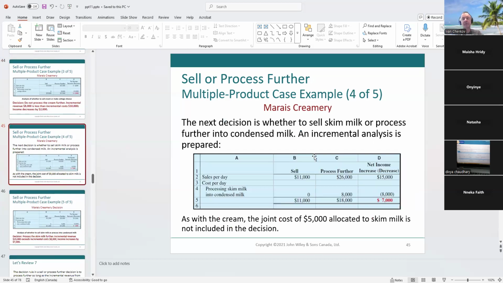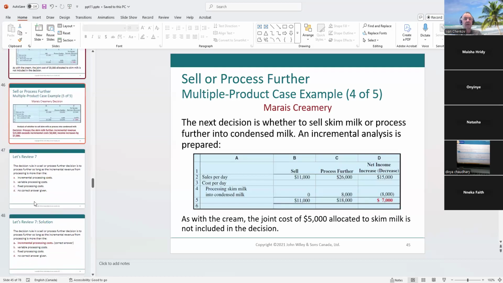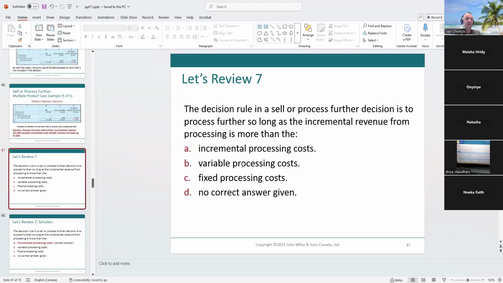Skim milk to condensed milk. I can sell it as skim milk for 11,000, or I can process further to condensed milk and sell it for 26,000. How much additional am I going to get? 15,000. But it's going to cost me 8,000 to process it. Should I process it? Yes. Why? Because I'm going to get $7,000 more. Make sense? Yes. Okay. So tell me, what do you think about this?